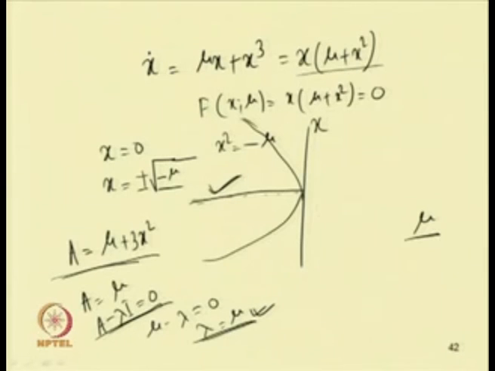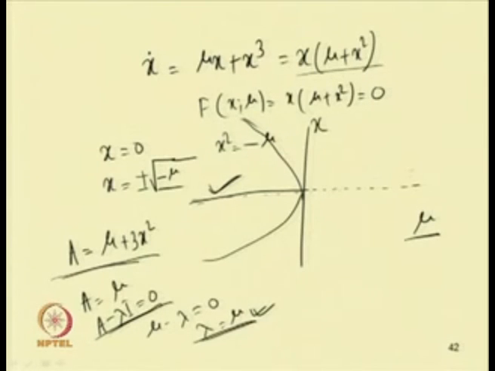For positive values of mu, we have a positive eigenvalue, and a positive eigenvalue is unstable. So, we have an unstable solution. This side is the unstable solution, unstable trivial state, and this is the stable trivial state. So, this is stable trivial, this is unstable trivial.